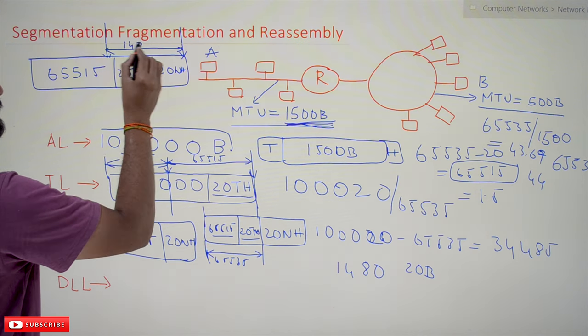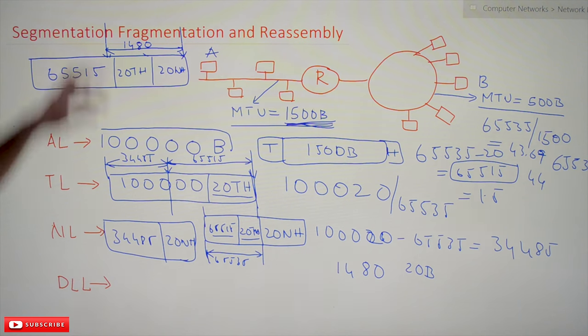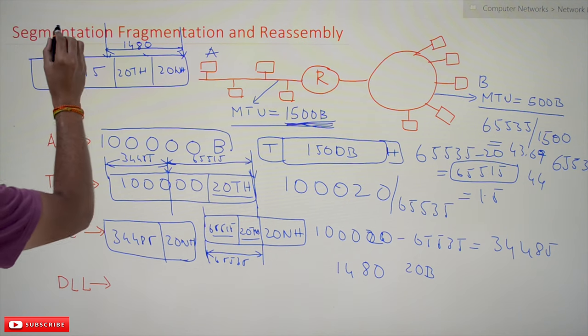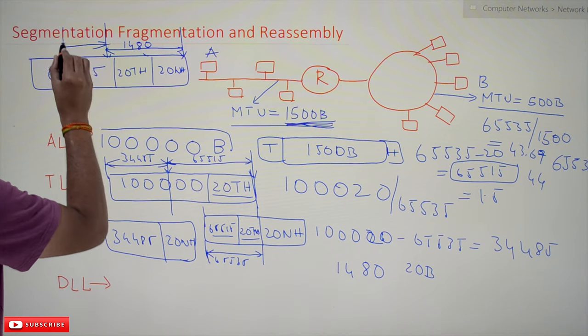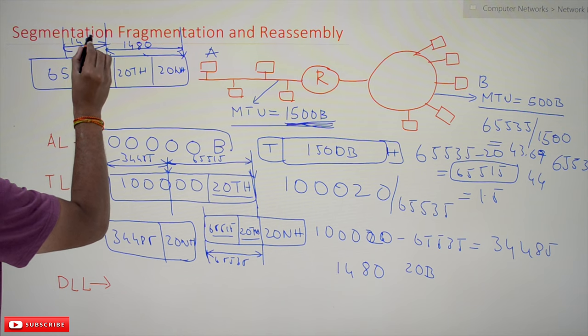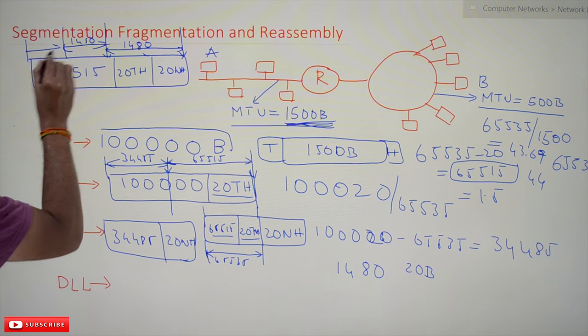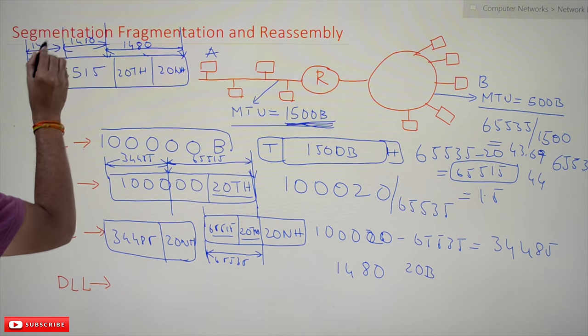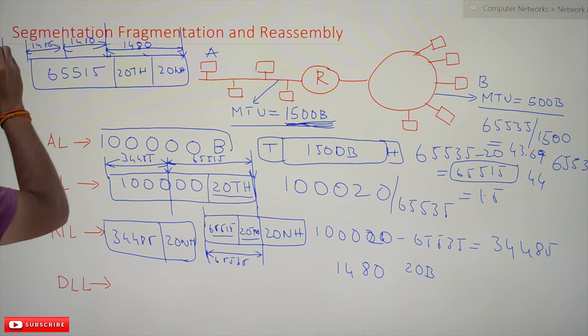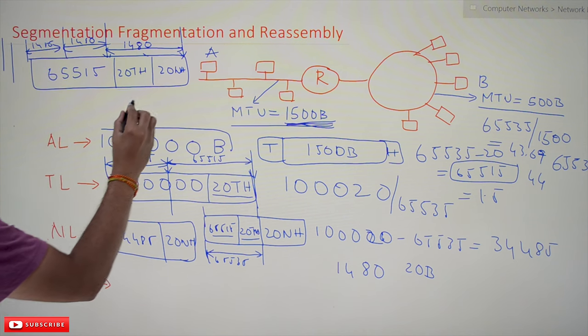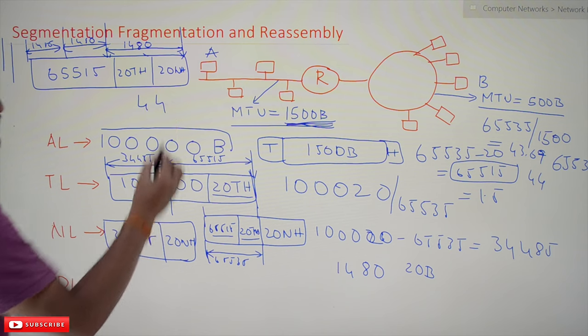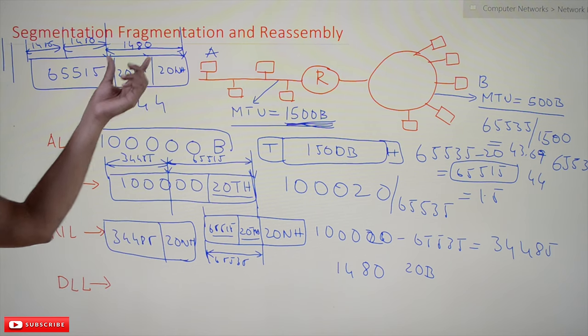It is 1480 bytes of data, and the second piece should have 1480, and similarly the third piece should have 1480 bytes of data, and similarly the 5th, 6th, 7th, 8th. In that way, how many pieces can we make? It is 44 pieces.